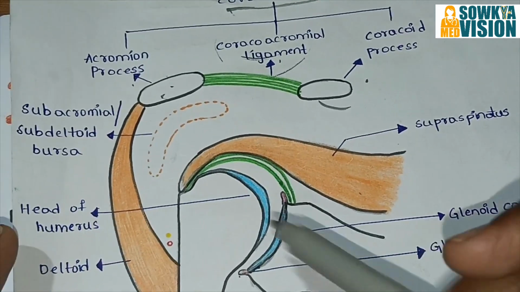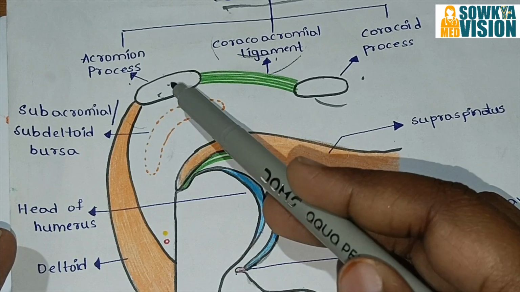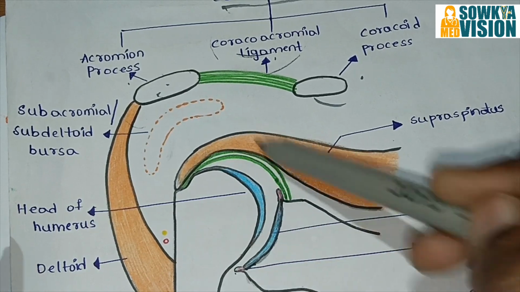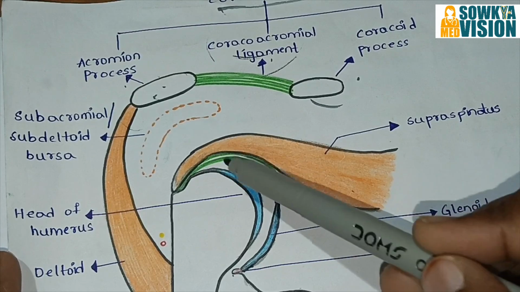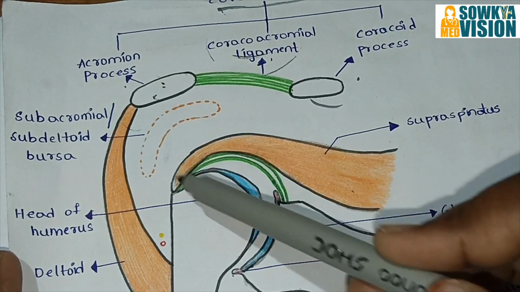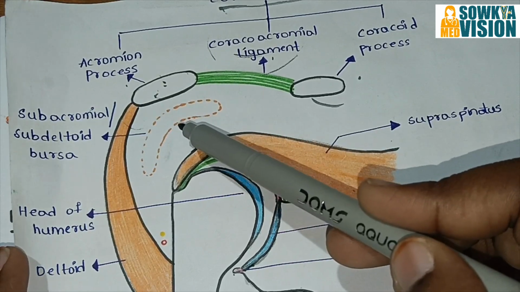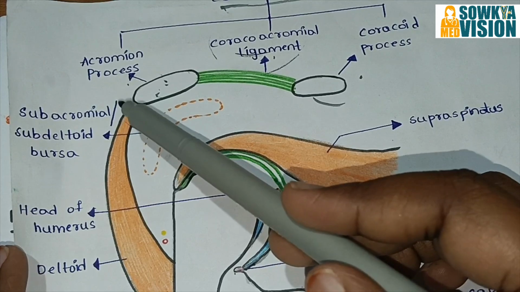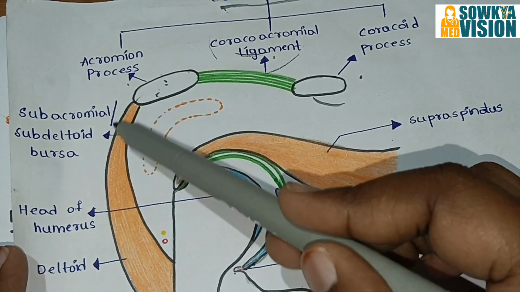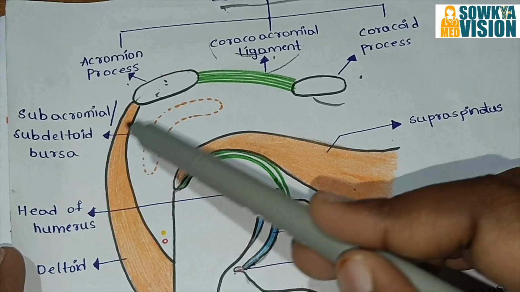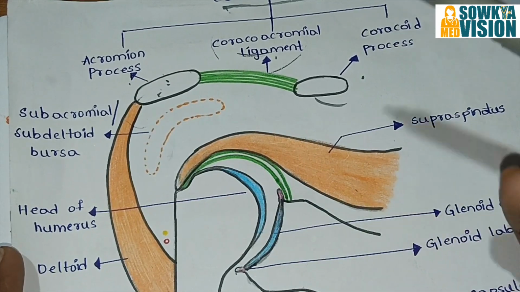See, this is the acromion process. This is the joint capsule, right? So it is present between the acromion process and the joint capsule. As it is present below the acromion process, it is the subacromial bursa. This is the deltoid muscle, right? It covers from here to here, so it is also known as subdeltoid bursa.